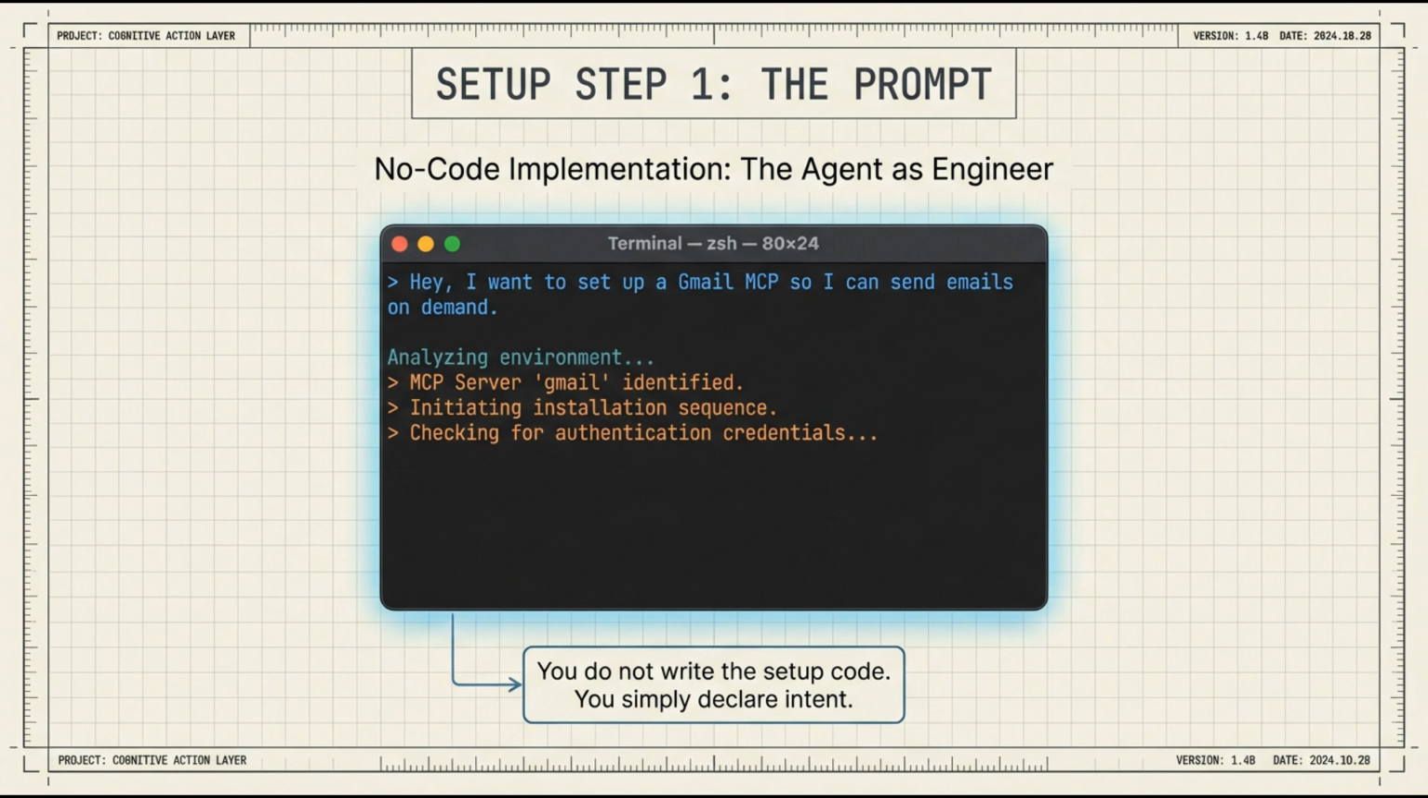Exactly. It extends the capabilities of the model beyond just text processing to actual tool execution. Okay, so we have the concept down. It's a USB port that lets the AI use Gmail tools. Now let's talk about the setup, because in the old days, and by old days I mean like 6 months ago, connecting an app to the Gmail API, well, it was a headache.